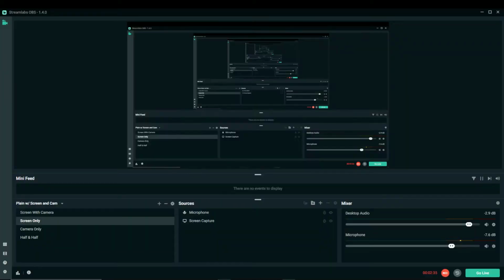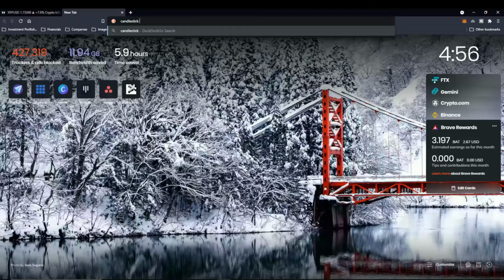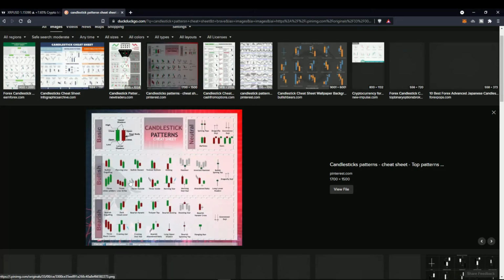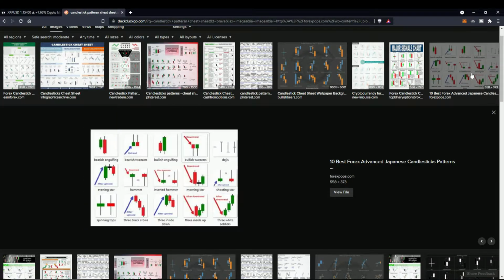I can take a look and give you the cheat sheets. Candlestick patterns. Let's see if this is on here. You have a 3-line strike. There's a reversal flag that I want to show you specifically. It's a down and then a 3 inside down.